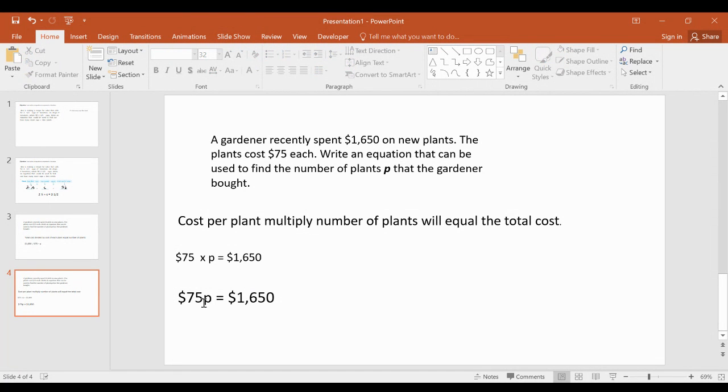Whenever you see a variable together with another number, this means that they're being multiplied together. 75P means 75 times P, 75 multiplied by P. So that means the cost per plant multiplied by the number of plants that the gardener bought is going to equal the total amount. This is the equation that we can write to help us solve for the number of plants that the gardener bought.